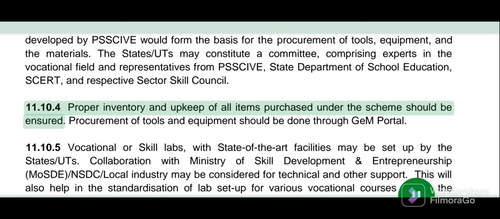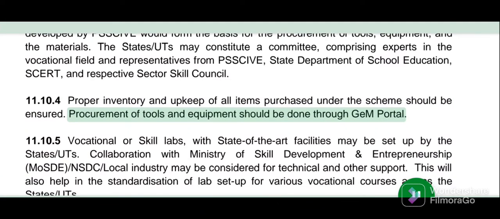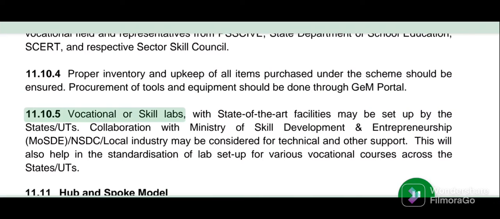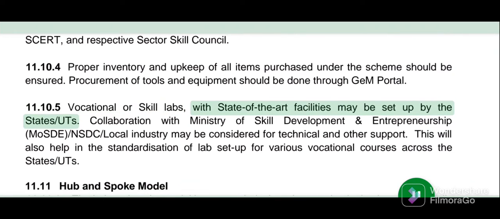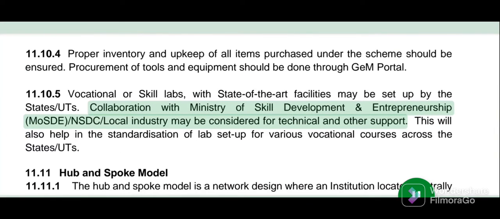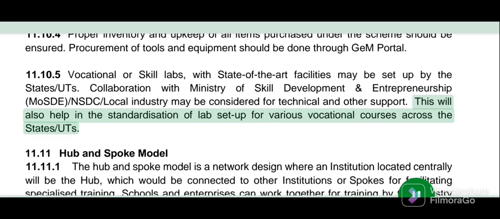11.10.4 Proper inventory and upkeep of all items purchased under the scheme should be ensured. Procurement of tools and equipment should be done through GEM portal. 11.10.5 Vocational or skill labs, with state-of-the-art facilities may be set up by the states UTs. Collaboration with Ministry of Skill Development and Entrepreneurship (MOSDE NSDC), local industry may be considered for technical and other support. This will also help in the standardization of lab setup for various vocational courses across the states UTs.